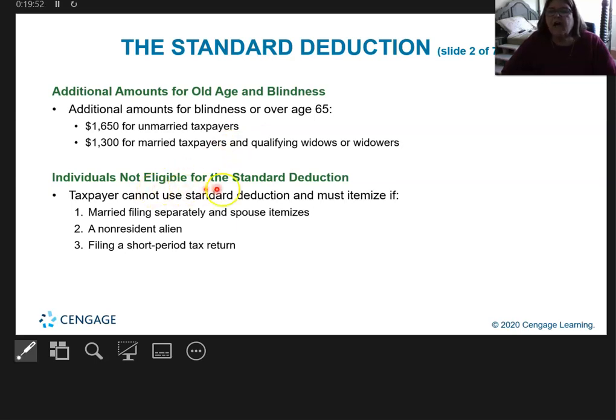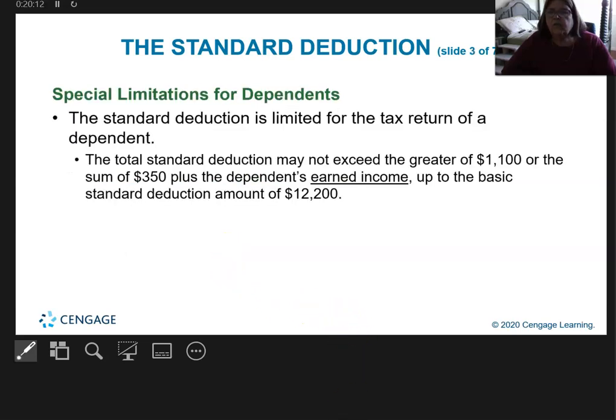Okay, here's who's not eligible for the standard deduction. If you're married filing separate and the spouse itemizes, you cannot use the standard deduction if you're filing separate and your spouse itemizes. Also if you're a non-resident alien or you're filing for a short period. And there are lots of laws about this.